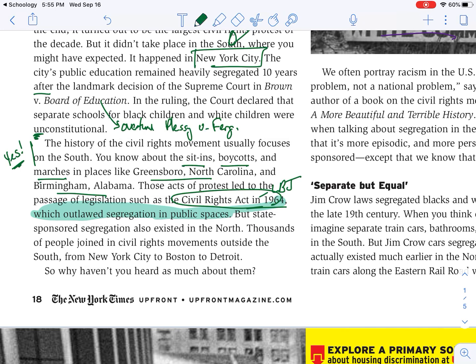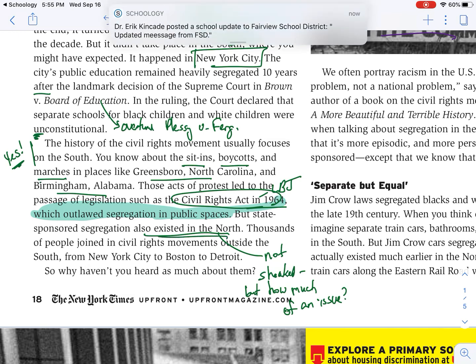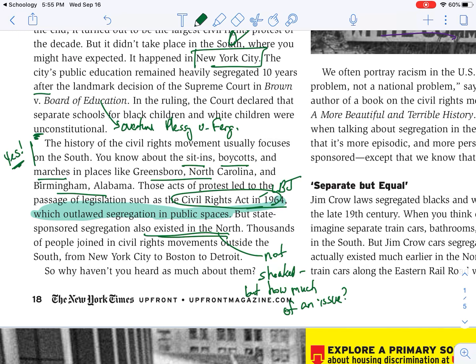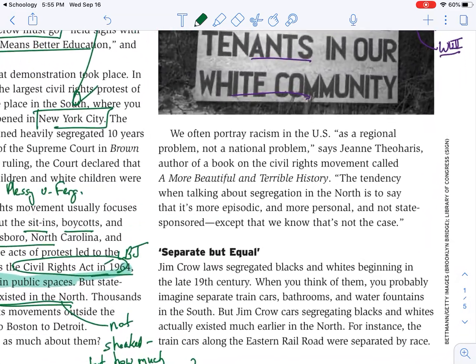Okay. But state-sponsored segregation also existed in the North. Okay, so I'm not shocked by this. I kind of expect this. But as we're moving forward, how much of an issue was segregation, racism in the North? Yeah, I knew it existed. Thousands of people joined in civil rights movements outside the South, from New York to Boston to Detroit. So why haven't you heard as much about them? I think that's my million-dollar question.